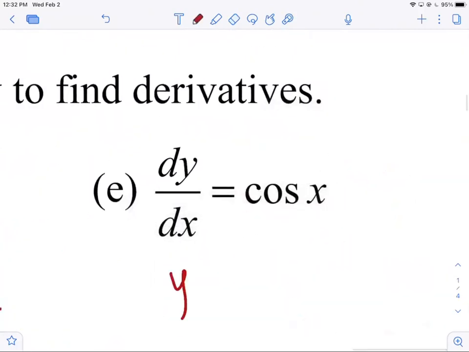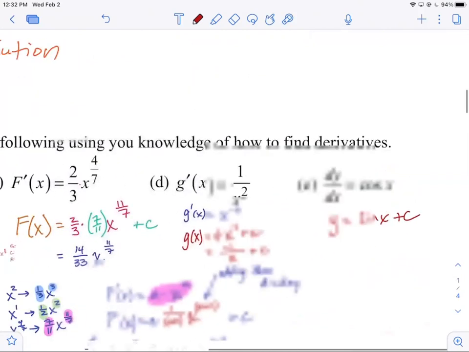So now we just have to rely on this. What do we take the derivative of to get cosine? Sine. And then plus c. And then you can check. What's the derivative of sine? Cosine. Way to go, me.